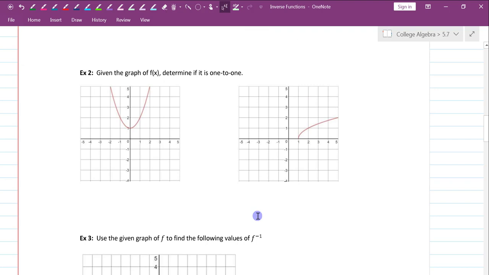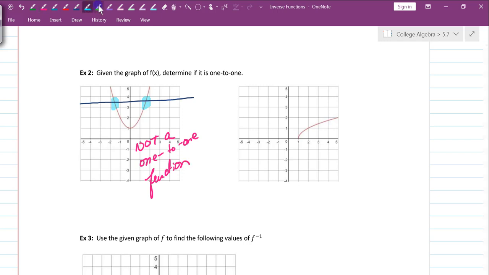Okay, given the graph of f of x, determine if it is a one-to-one function. The test for a one-to-one function is what's called a horizontal line test. If you can draw a line through and it intersects in more than one spot, it is not a one-to-one function. Because I can draw a horizontal line right here and it intersects at 2 different spots, it is not a one-to-one function.